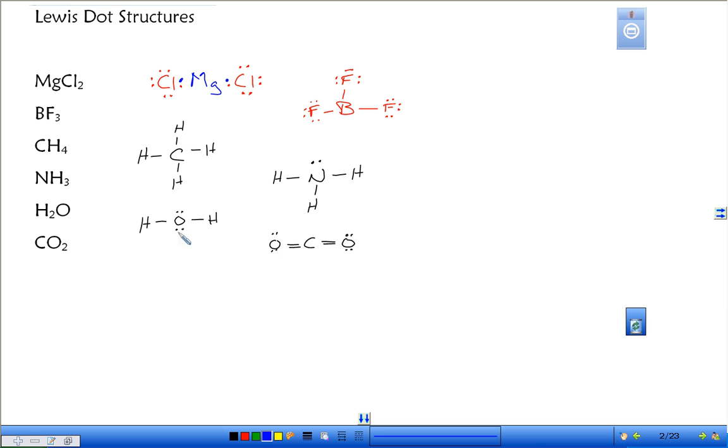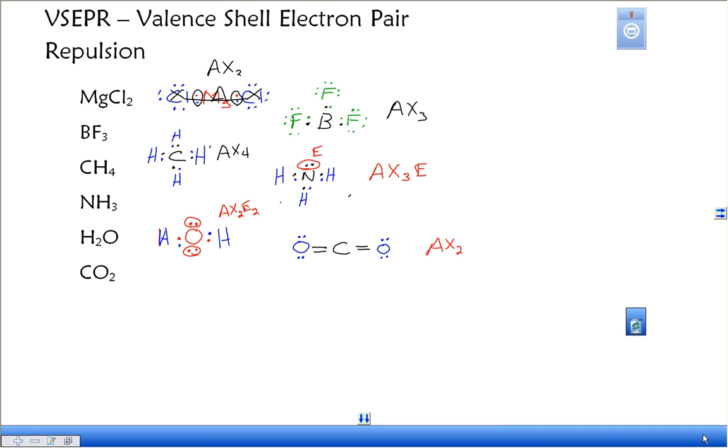Water has 6 valence electrons. There are 2 unshared, in other words, unbonded pairs of electrons. And then last but not least, we have carbon dioxide. What happens is those 4 valence electrons of carbon are each shared twice with the oxygens. And so what we're going to do is start looking at what's called a VSEPR formula.